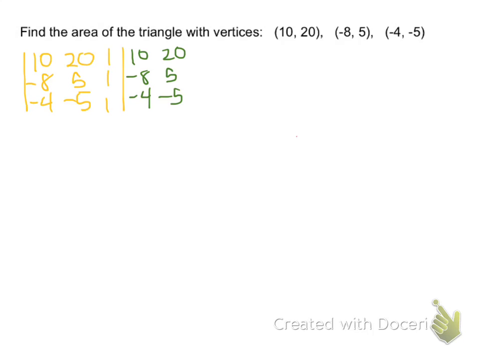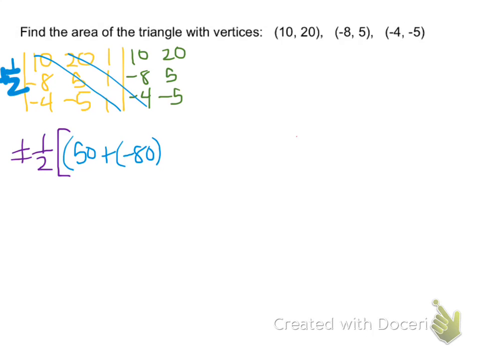We're going to rewrite the first 2 columns, and then we also need to remember that this has to be plus or minus 1/2. So don't forget that plus or minus 1/2. And so now, we've already rewritten our first 2 columns, we're going to do our down diagonals. So 10 times 5 times 1 is 50.